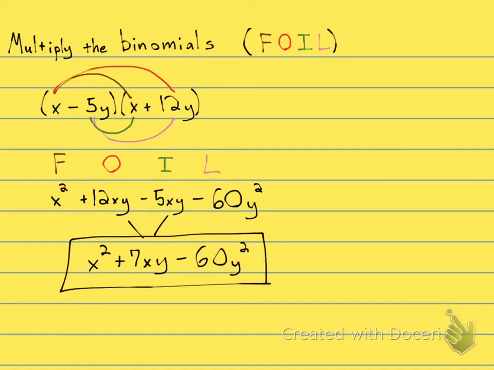Okay, so we're still foiling. The steps are still the same, but now we have two variables. We have an x and a y, but that shouldn't really be any different from what we've done before.